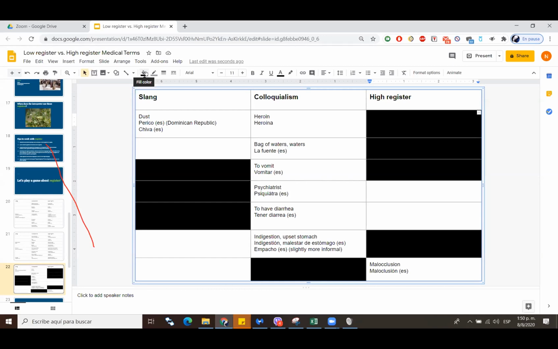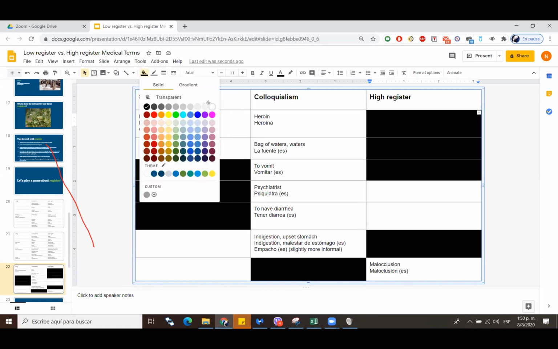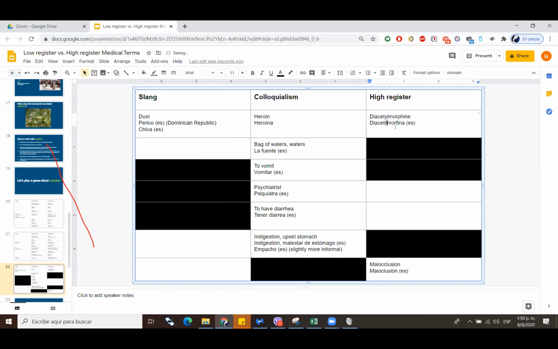So what would be the high register? I think this one is hard because nobody says it, but it's good to know the information. Diacetylmorphine. That's the name, but nobody calls it that. Just so you know, maybe a translation comes up. Okay.